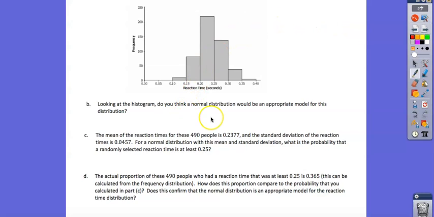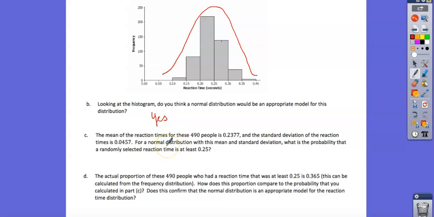If you're looking at the histogram, it wants to know, would you consider this a normal distribution? And I would say yes. This side's a little bit bigger, this one's smaller, and over here this one's a lot smaller, but it's approximately a mound-shaped distribution. So I would say yes.